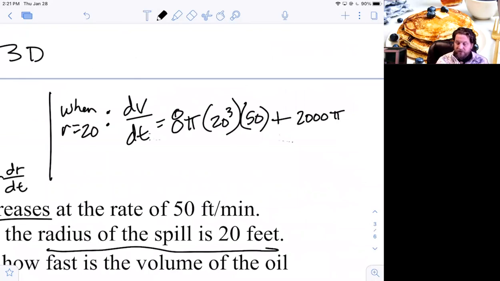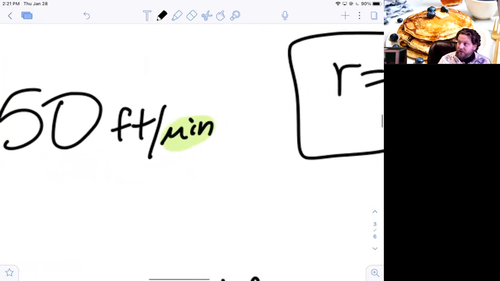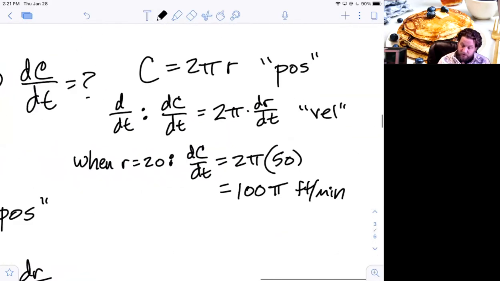What would the units be if I did stop there? Volume over time. So it should be cubic feet per, hopefully per year. Oh no, per minute.